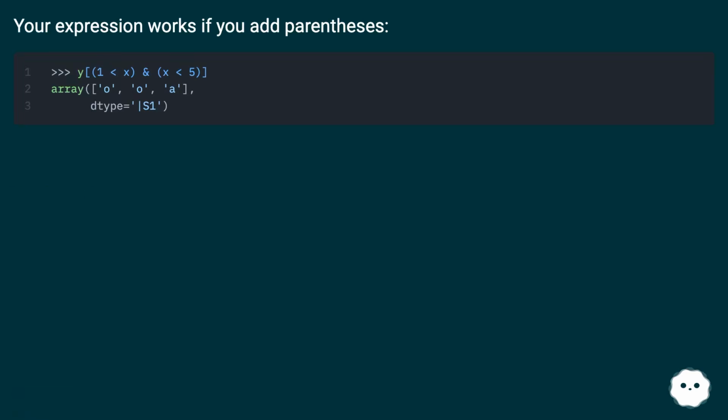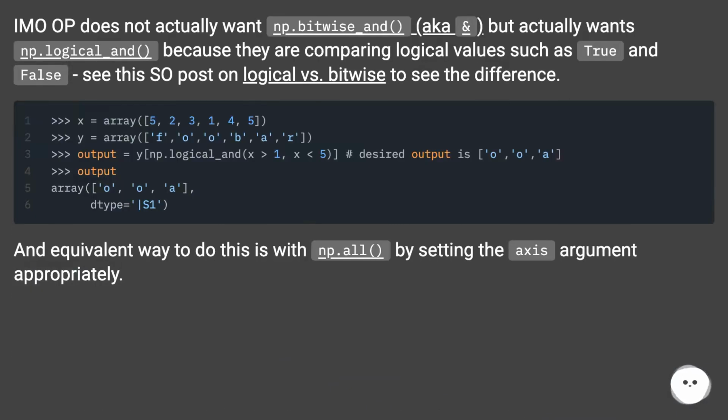Your expression works if you add parentheses. The OP does not actually want np.bitwise_and, but actually wants np.logical_and, because they are comparing logical values such as true and false. See this SO post on logical versus bitwise to see the difference. An equivalent way to do this is with np.all, by setting the axis argument appropriately.